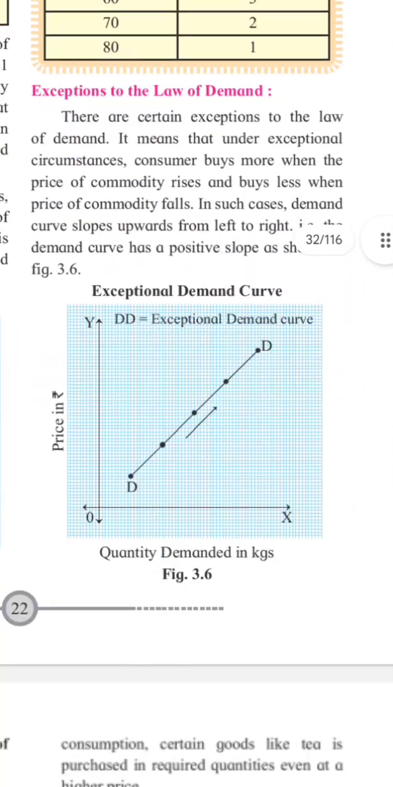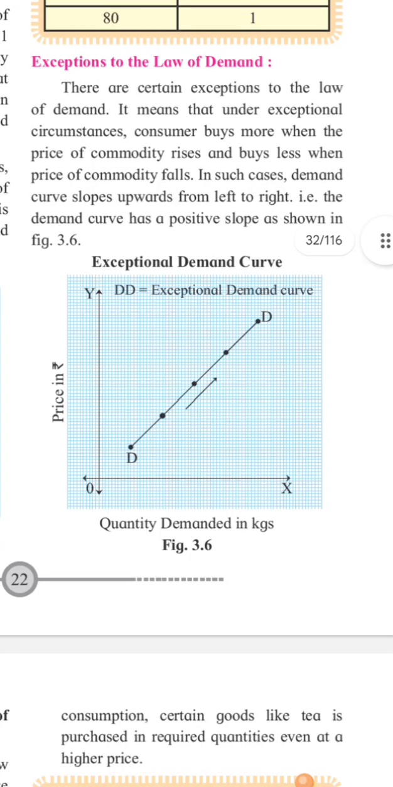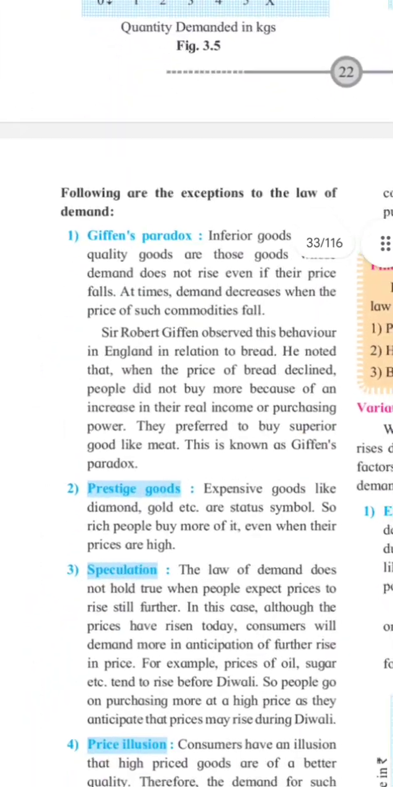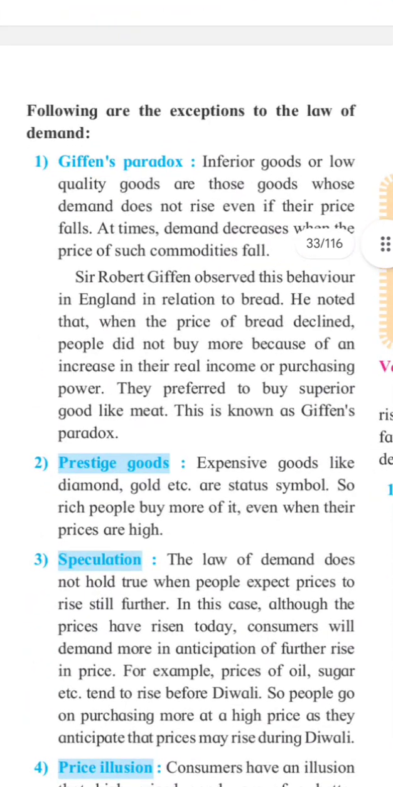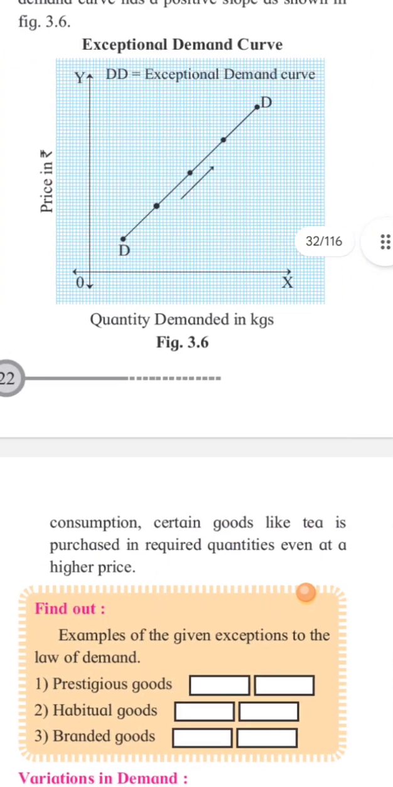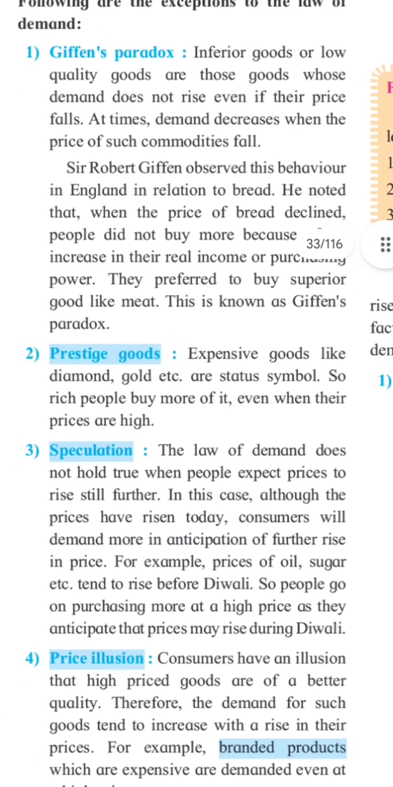Now let's learn the exceptions to the law of demand. There are certain exceptions to the law of demand. They are mentioned below, you can see here. In certain situations, demand increases even when price rises. So such a demand curve slopes upward and is called an exceptional demand curve. You can see here, this is the exceptional demand curve. And now we will be studying the exceptions to the law of demand.